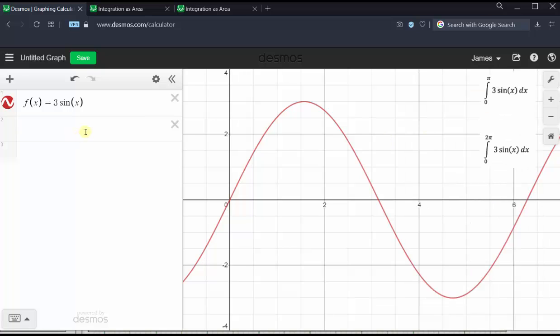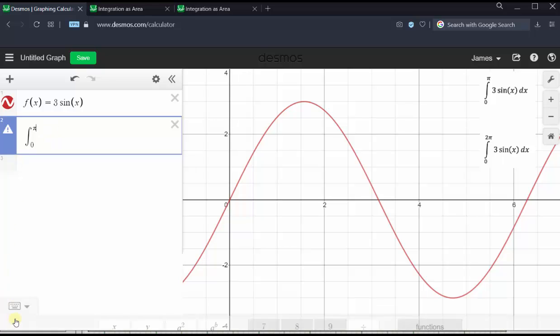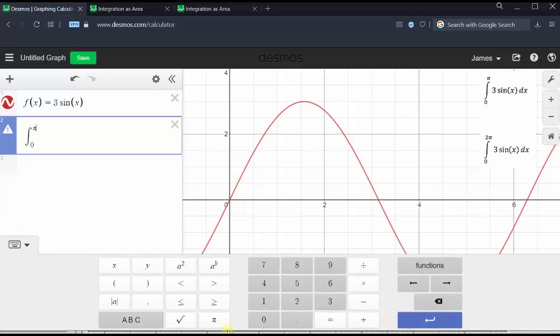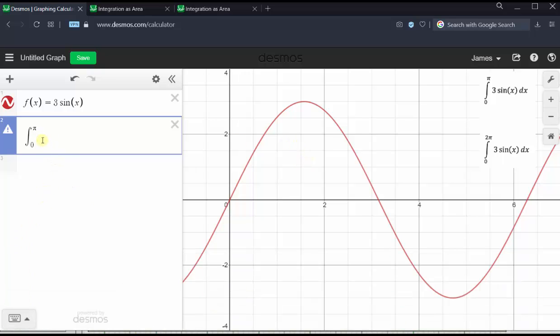And now let's evaluate the integral from 0 to pi. Click in cell 2. I'm going to just type in int this time. The lower limit is 0, tab. The upper limit is pi. We can type in pi, or we can find the pi under the Desmos keypad here toward the bottom. Click in the integrand position and type in f of x dx. And notice how the value is exactly 6.